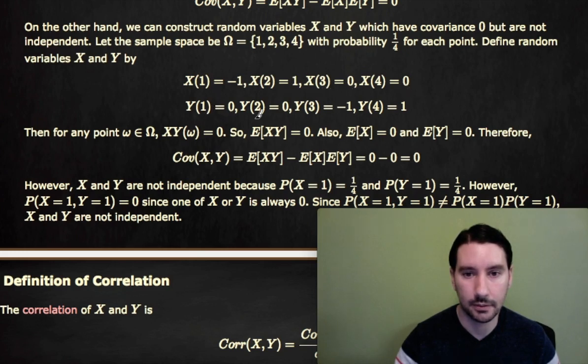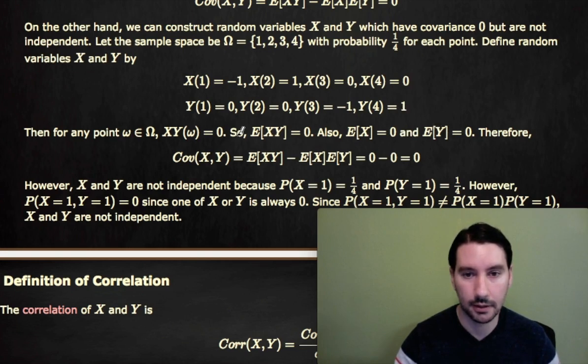And y of 1 is 0, y of 2 is 0, y of 3 is negative 1, and y of 4 is 1. So notice that x times y is always something times 0. If it's 1, we're going to get negative 1 times 0 is 0. If it's 2, we'll get 1 times 0 is 0. If it's 3, we'll get 0 times negative 1 is 0. And if it's 4, we'll get 0 times negative 1 is 0.